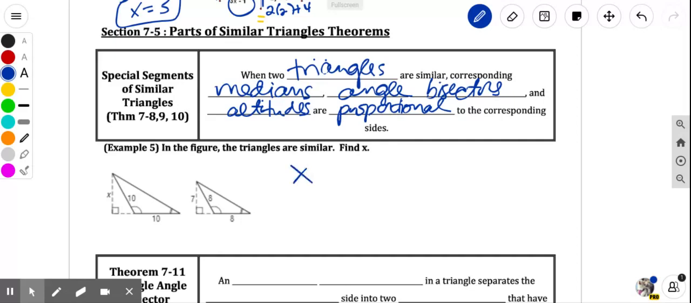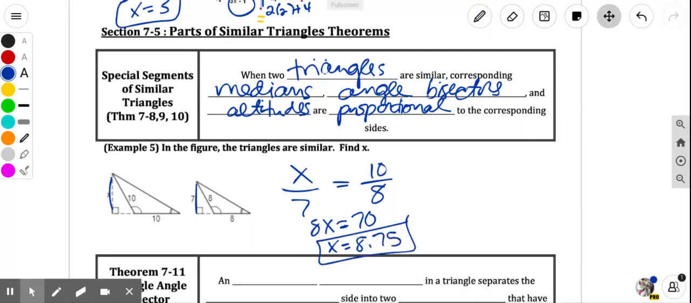But if I had these two triangles are similar by angle, I have these altitudes that are outside the triangle, x to 7 would be equal to 10 to 8. So 8x equals 70. So it's 8.75.